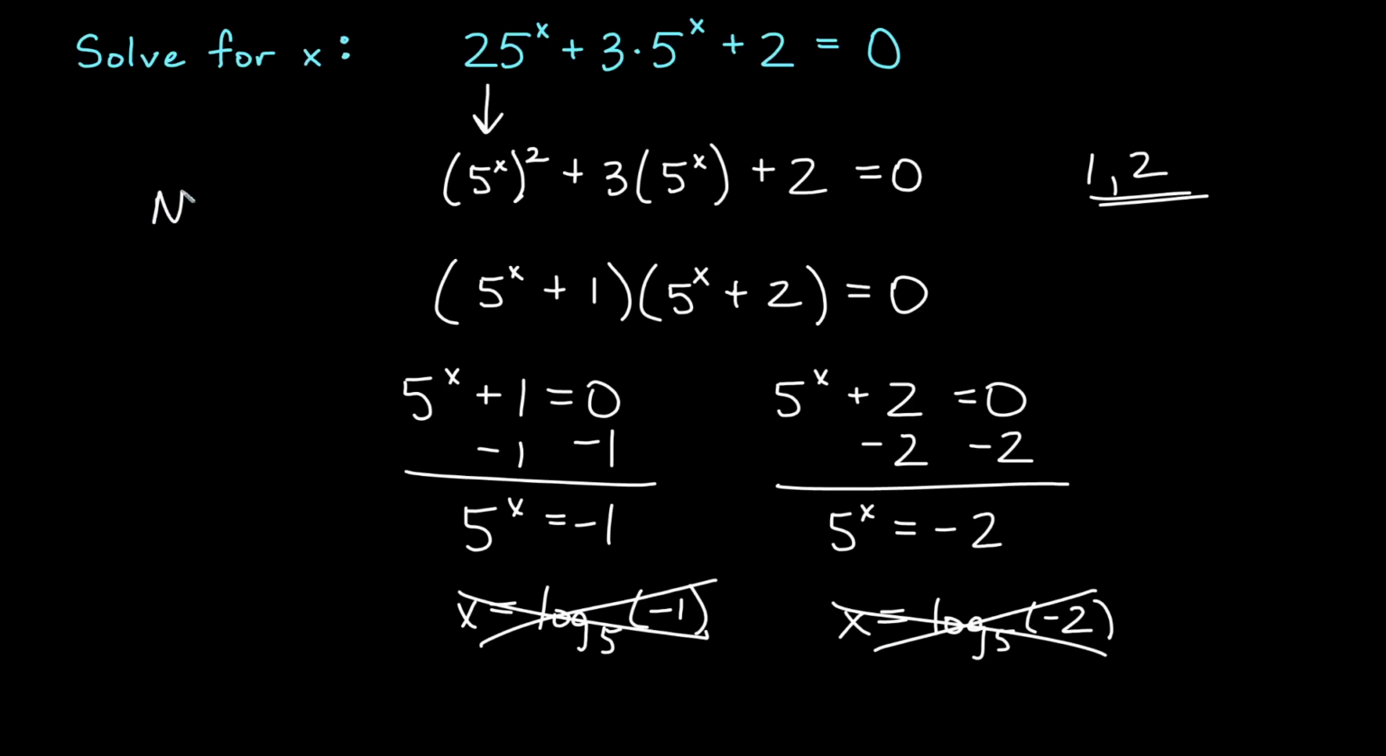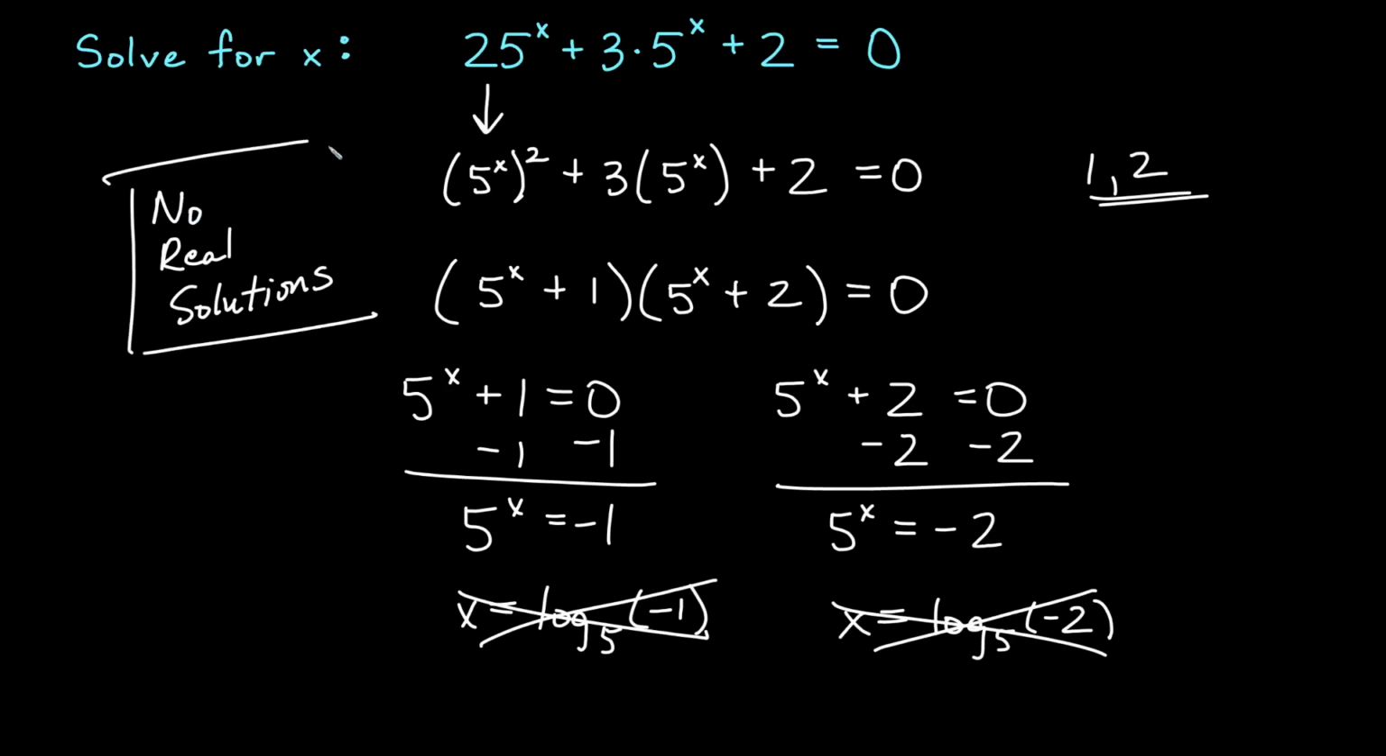So that means that this has no real solution. We had two possible answers that we might have gotten, but neither one of them was any good, because we cannot take a logarithm of a negative number. So this one turns out not just one of our answers failed, but both of them failed. No real solution for this one.